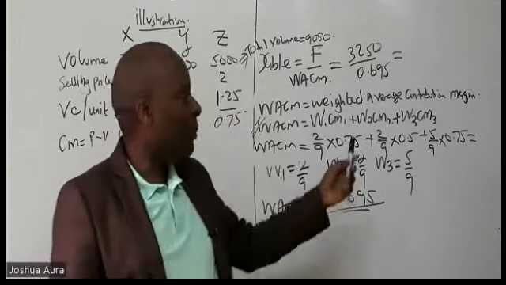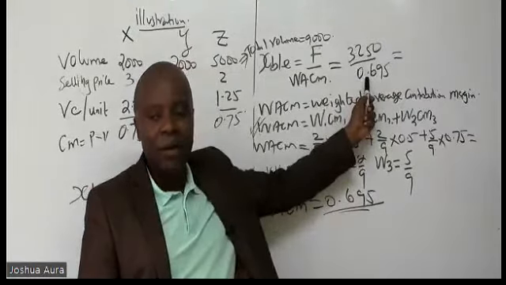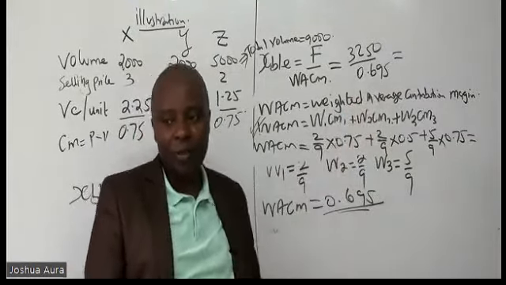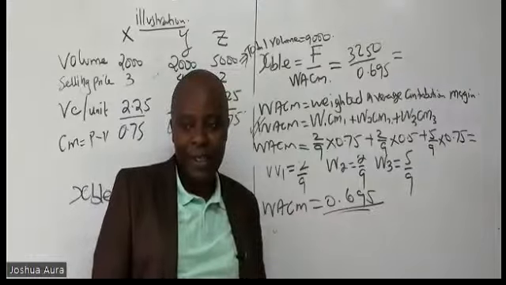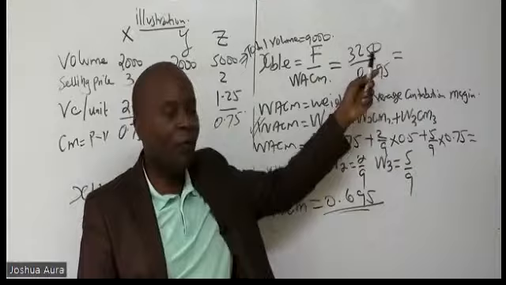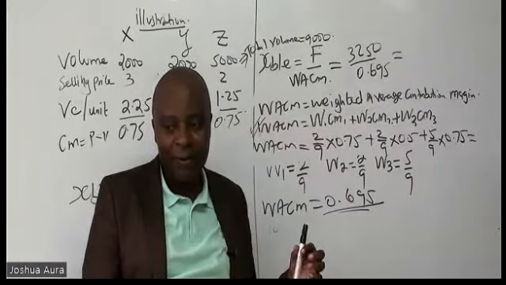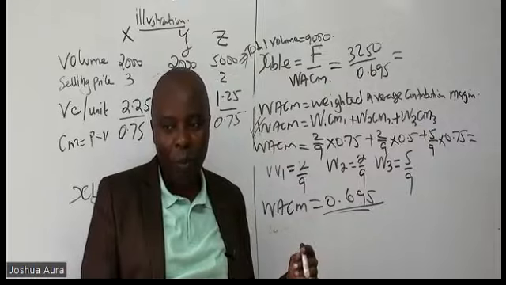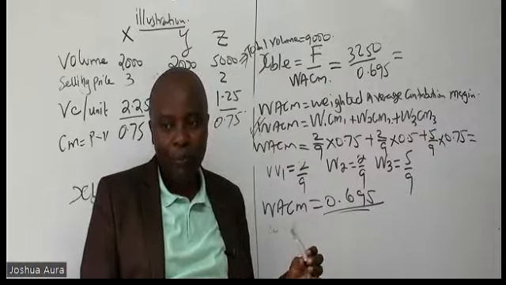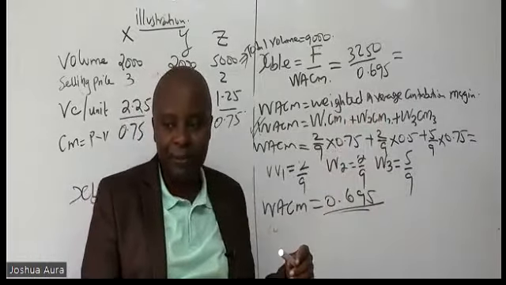Let's first of all agree about this figure. Were you getting this exact figure, 0.695? Yes. So then when you take 3250 divided by this, what figure are we getting here? Somebody is saying 694, I don't know. For students using 0.695, when you divide, what figure are we getting?